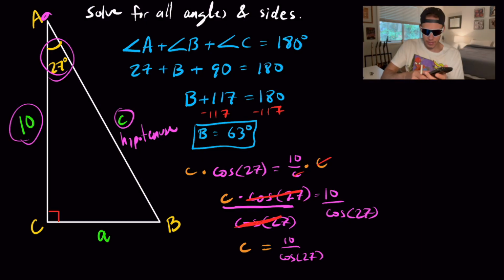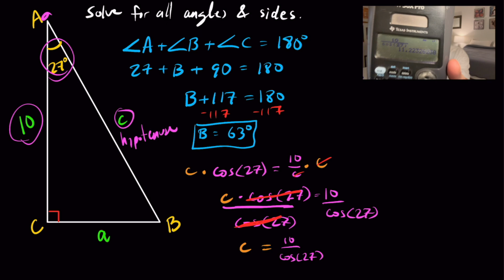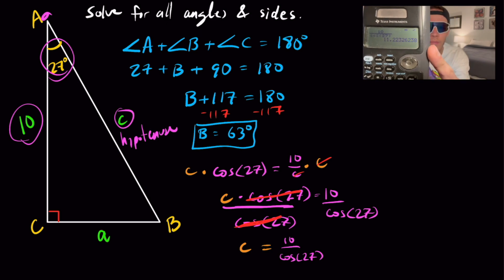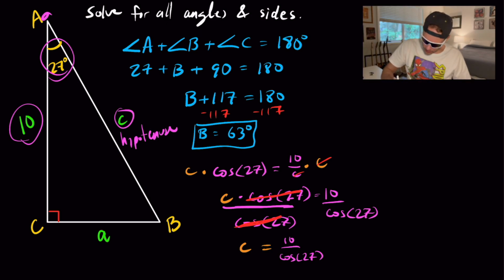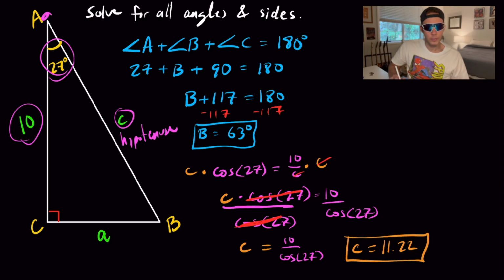And just punch that into your calculator. So we'll do 10 divided by cosine 27. That's going to give us 11.22, we could call it. So side C is equal to 11.22. So now all that's left is to figure out what the length of A is, or side A is.